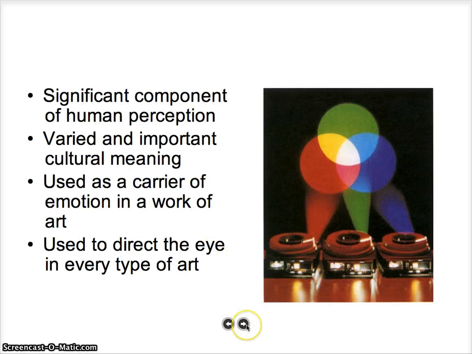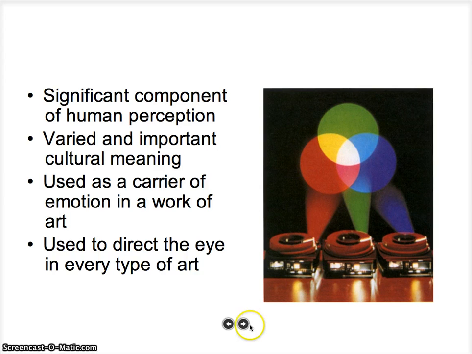This slide seems to be missing its heading. Color is what it should say. Color is a significant component of human perception. As the bullets, you can read through those bullets, has cultural meaning. It carries emotion and also can be used to direct the eye in a work of art. So if something is red, just like a bull, you'll go for it, right?